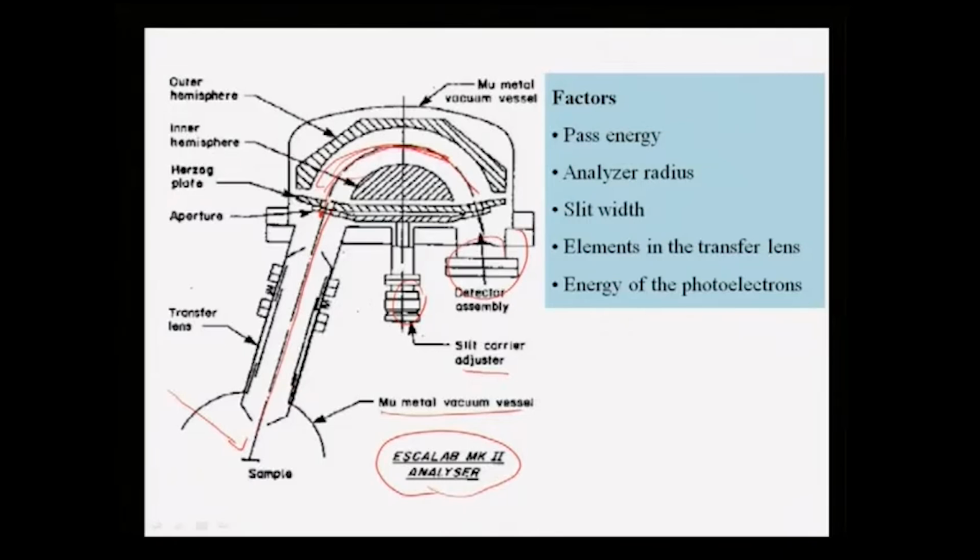So what are the factors responsible for measuring the electron energy? The pass energy of this system, the analyzer radii R1 and R2, the slit widths W1 and W2, the elements in the transport lens, and the energy of the photoelectrons. This is the transport lens. There are a lot of elements which allow you to focus the electrons so that they can pass through the aperture and move inside this hemispherical region.